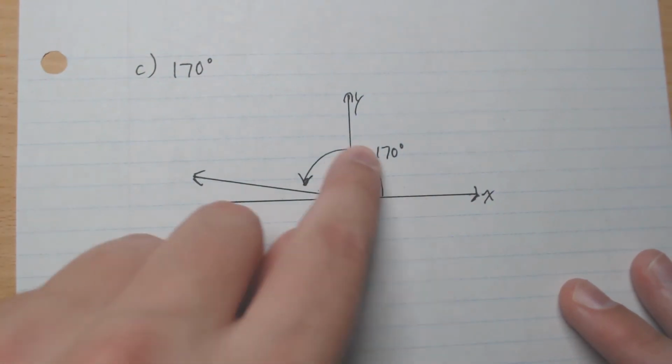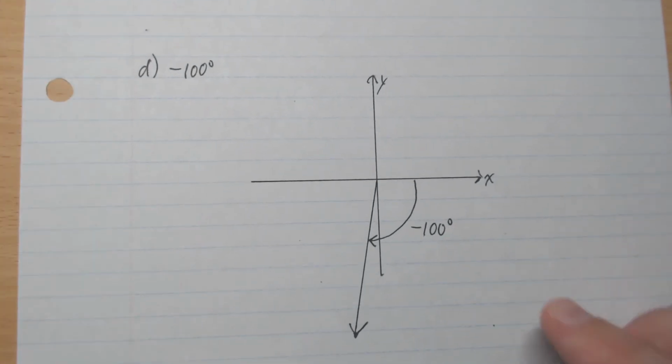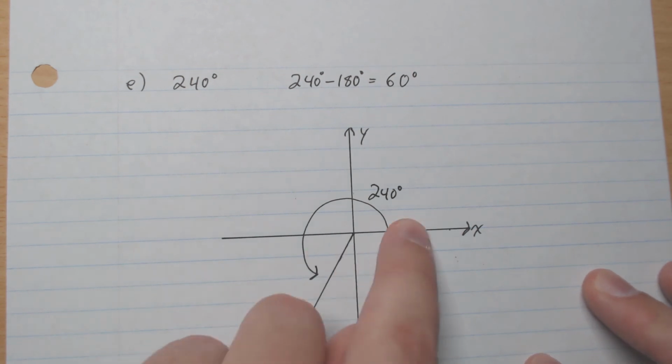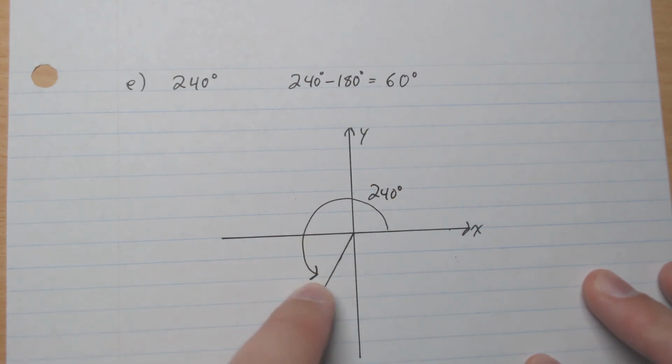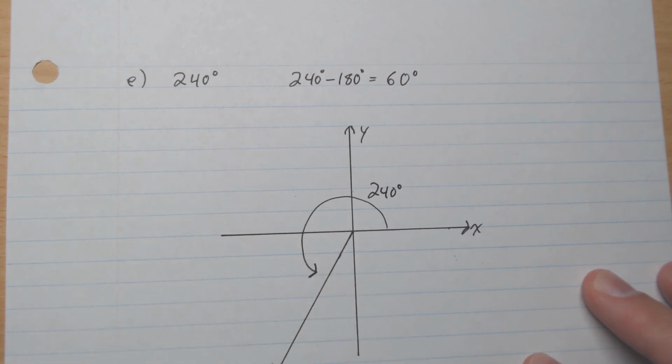C, 170. D, negative 100. E, 240. So we go 180 plus 60, so this angle here is 60, this whole thing is 240, there's our terminal side there.